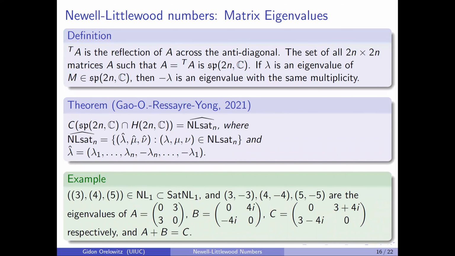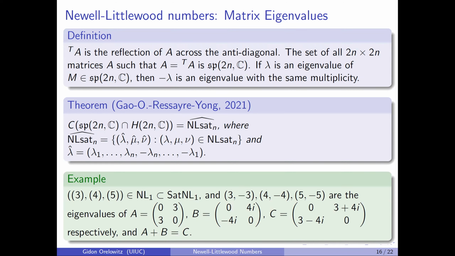And I was talking about matrix eigenvalues before. That wasn't just me talking about things I find interesting, because it turns out there's a parallel problem for the Newell-Littlewood numbers. So there's countless ways that we can define the symplectic Lie algebra on 2n variables, and just pick your favorite skew symmetric bilinear form. But my favorite skew symmetric bilinear form is the one that defines the symplectic Lie algebra as just all matrices that are symmetric about the anti-diagonal.